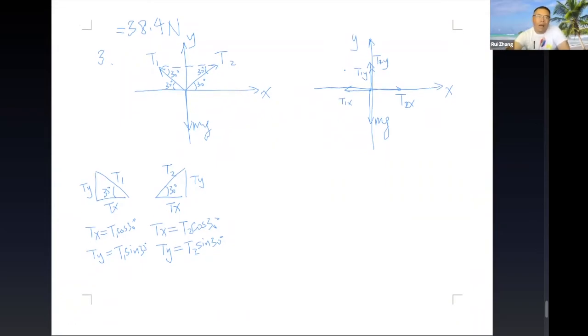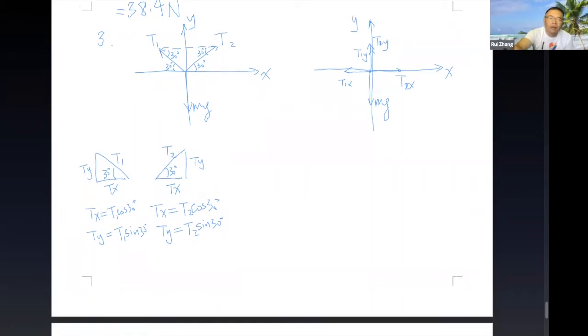And then again, you apply Newton's law for the x direction and y direction. Along the x direction, you have two components, so they must balance each other. So we have T2 cosine 30, that's the component going in the positive direction, minus T1 cosine 30. That's what you have along this direction, and that equals 0 because there's no x direction acceleration, ma equals 0.